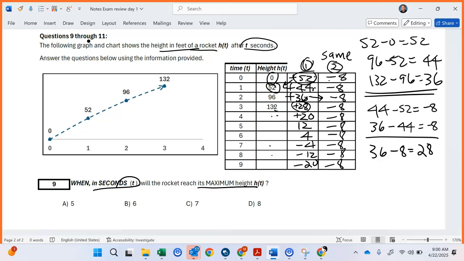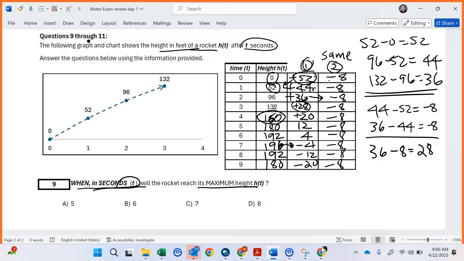Why do we need these numbers? Because now we can get these numbers. How? 132 plus 28 is 160. Okay, plus 20 is 180. Plus 12, 192. Plus 4, 196. Minus 4, 192. Minus 12, 180. Okay. So why do we need that?